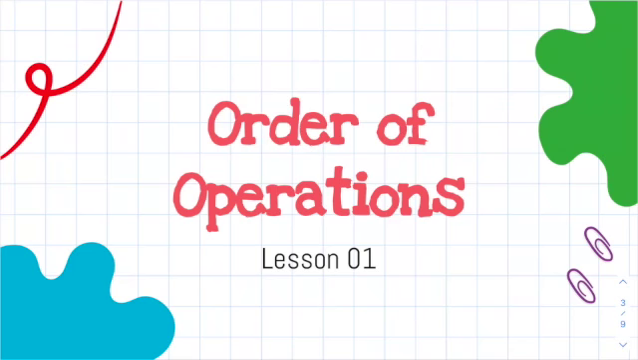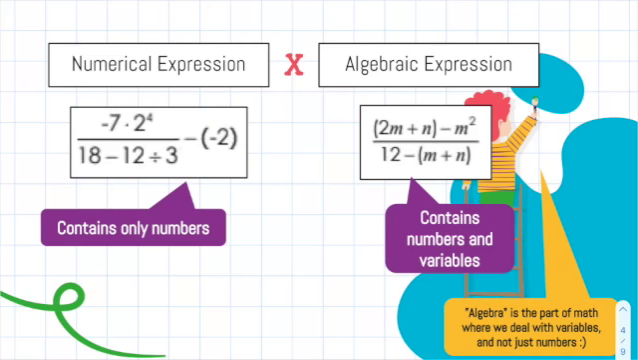So lesson 1, order of operations. But before we start talking about order of operations, I just want to make sure you guys understand the difference between a numerical expression and an algebraic expression, okay? This over here is an example of a numerical expression. If you take a good look at it, you're going to see that it only contains numbers, okay? It can be very long, it can be very complicated, but a numerical expression only contains numbers.